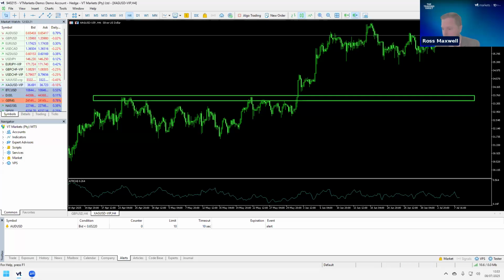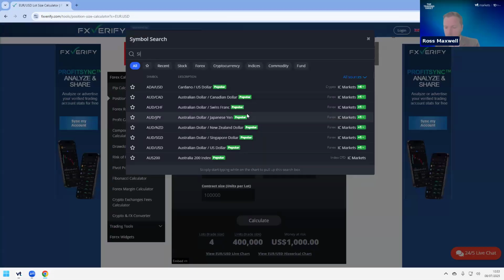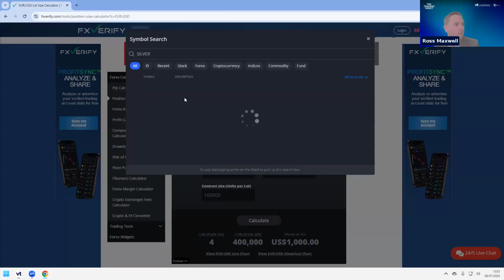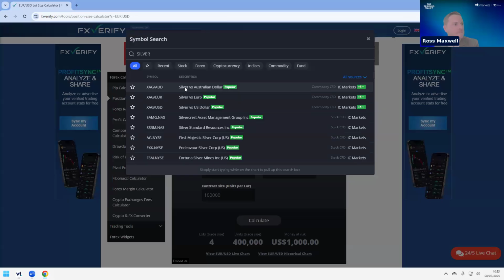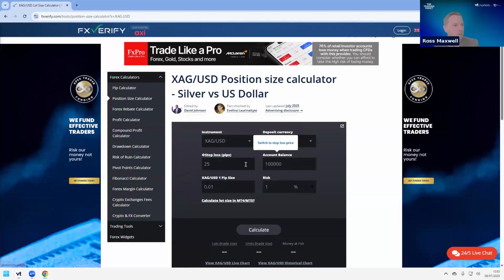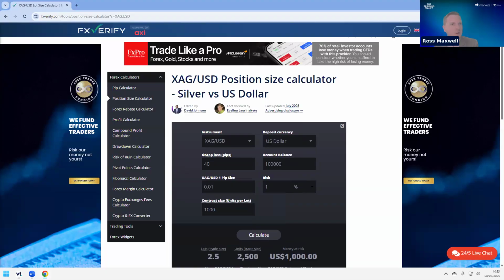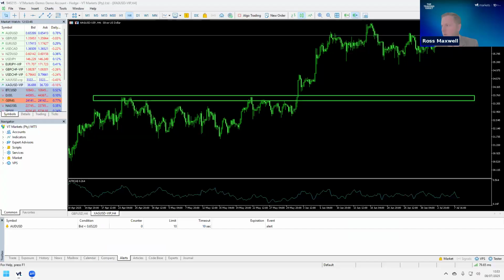But again, if we come onto the lot calculator, we want silver versus US dollar. Switch to pips. 25, you're going to divide that by 2. So again, we're looking at sort of a 35 to 40 pip stop, and it's 2.5 lots that we're going to trade on silver. And again, it's a very simple process.